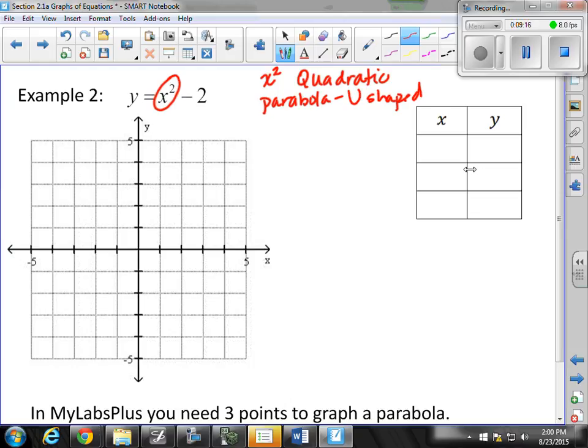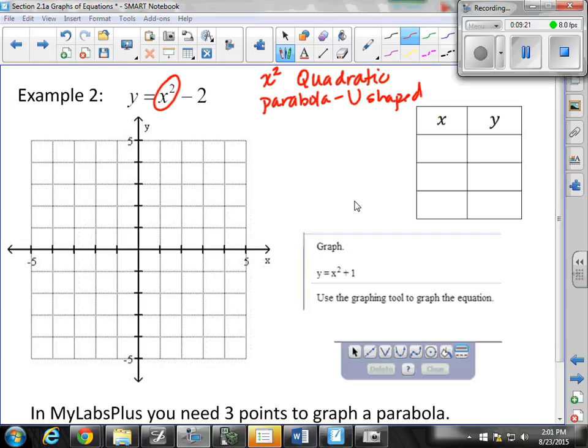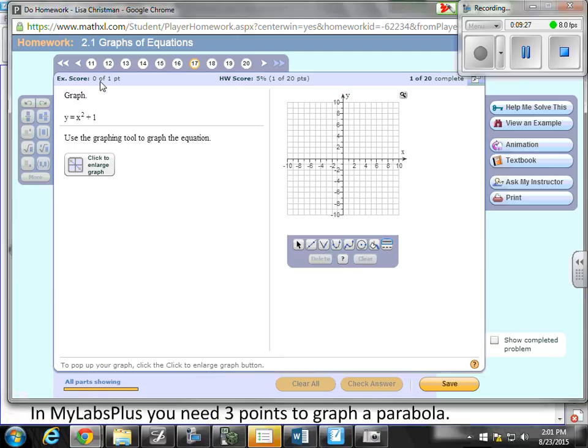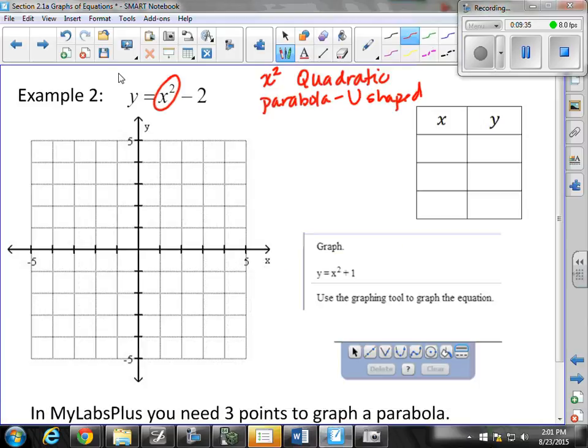So I'm actually going to go to MyLabs Plus and I'm going to pull up a problem to look at. Here's one that I pulled from MyLabs Plus, and I'll just show you what that looks like on the screen. It says graph this quadratic equation. It gives us a set of axes and it gives us our graphing tools here. So I'm not going to do the one that's actually typed in the workbook. I'm not going to do this one. I am going to graph this equation because I want to show you how it's done in MyLabs Plus.